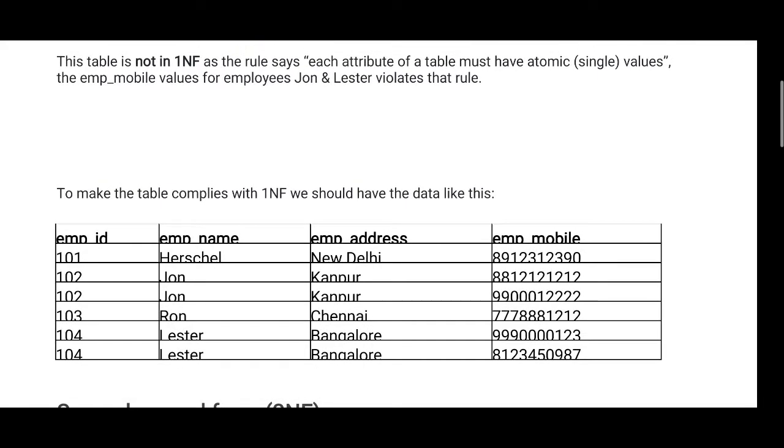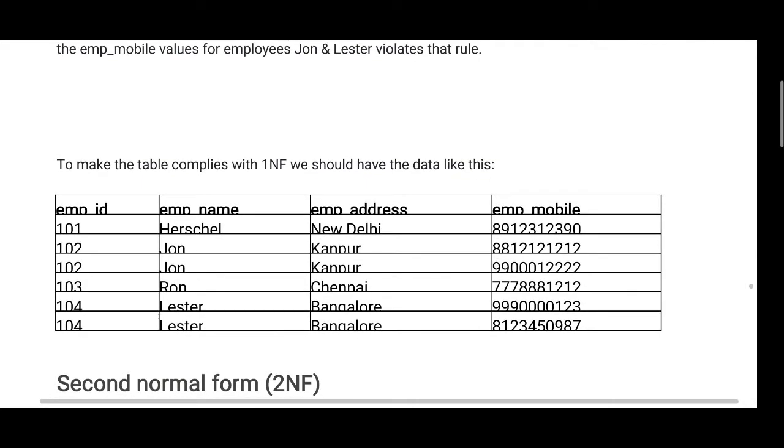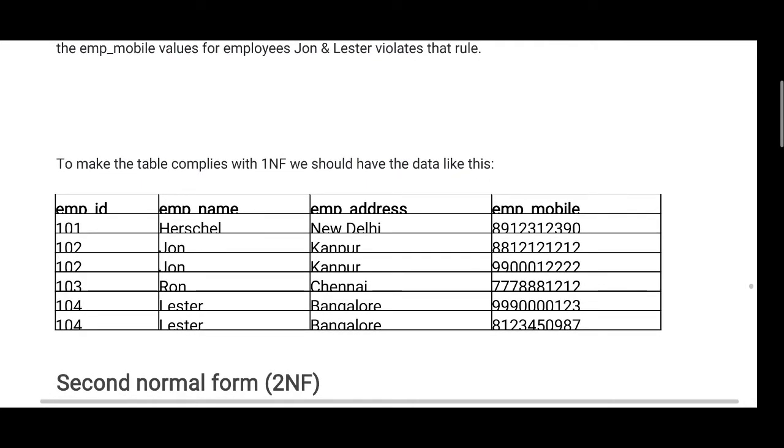The John and Lester numbers are separated, and employee ID, employee name, and employee address are the same, and mobile numbers are two. We have two mobile numbers. So again we enter the record here.